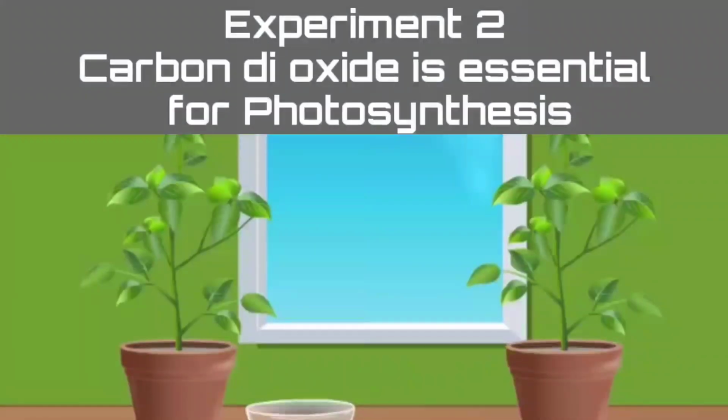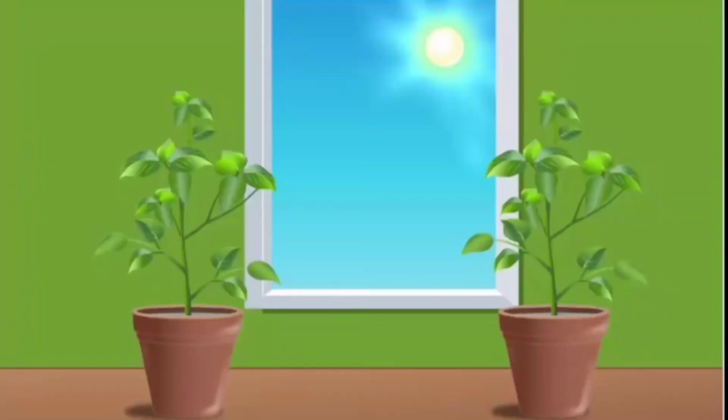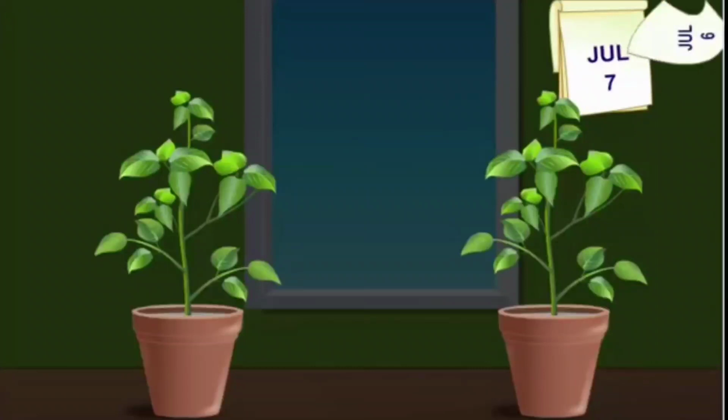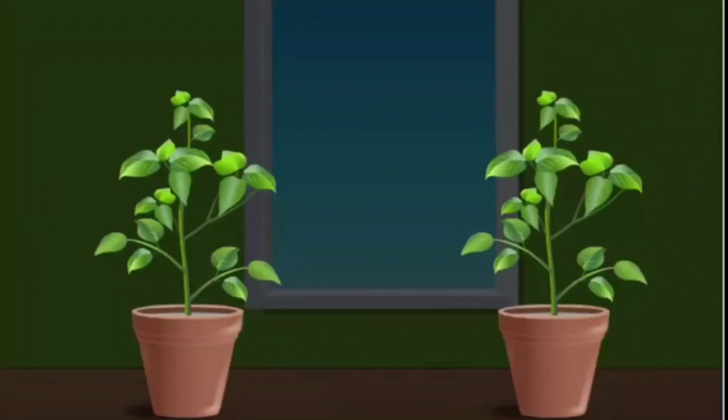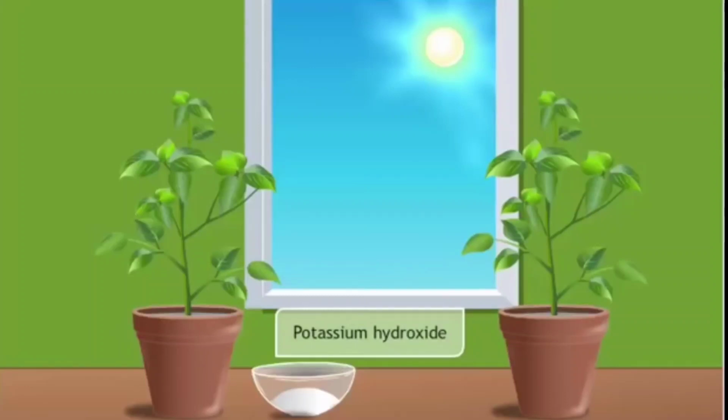Now, let's conduct an experiment to prove that carbon dioxide is required for photosynthesis. Take 2 healthy potted plants which are nearly of the same size. Now keep them in a dark room for 3 days. Now place each plant on separate glass plates.